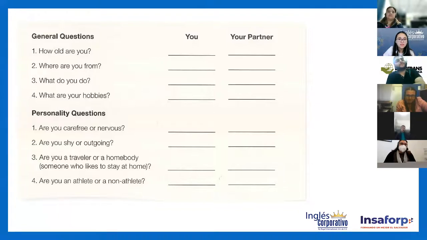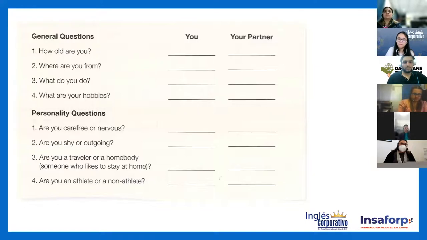Hi, Miss. Yes. How are you? My partner is Ellen Nilsson. The first question, how are you? My partner says he is 30 years old. Where are you from? He is from Ahuachapán. What do you do? He is assistant operation. What are your hobbies? His hobby is listening to music.